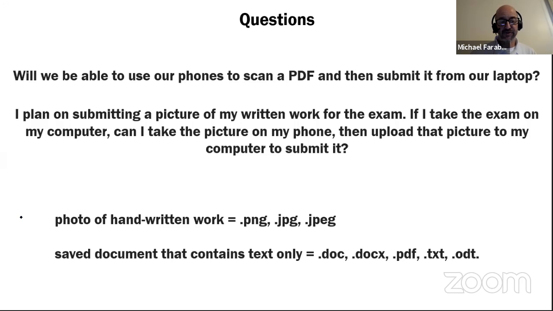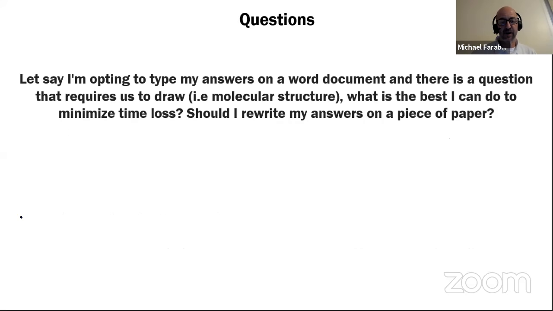If you're going to use handwritten work and take a photo, the file format should be .png, .jpg, .jpeg, not PDF. If you're going to use a PDF, it has to be text only. So .doc, .docx, .pdf, .txt, .odt. And again, I showed you plenty of examples today where students just typed and they did fine showing their work.